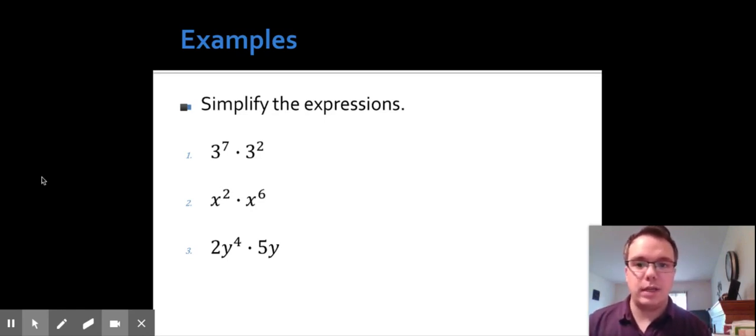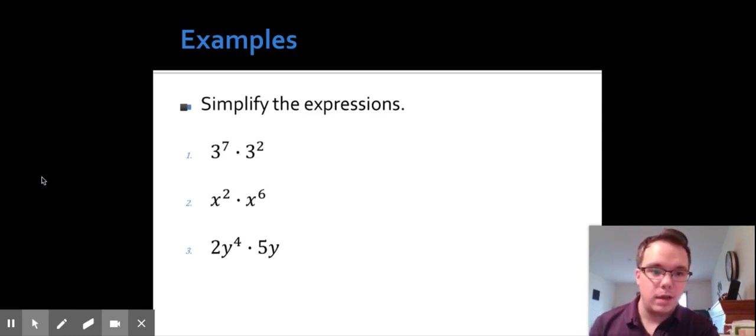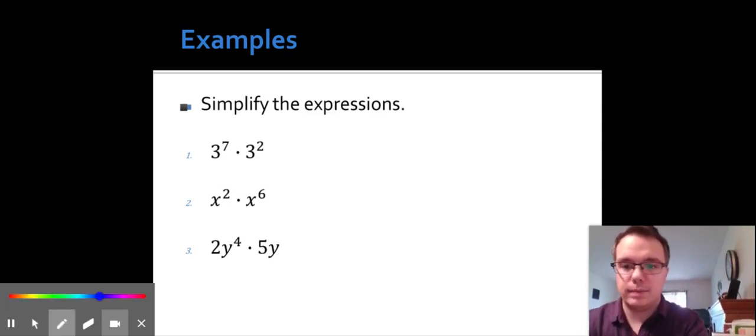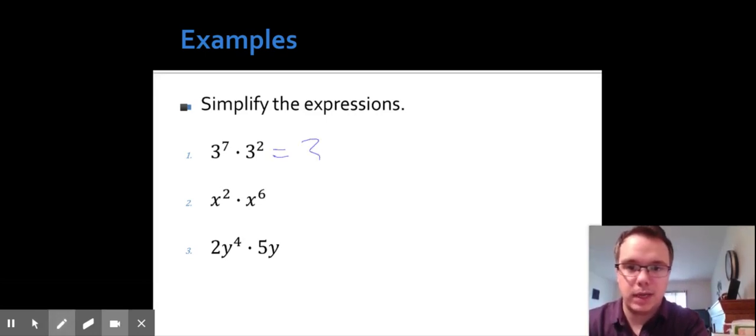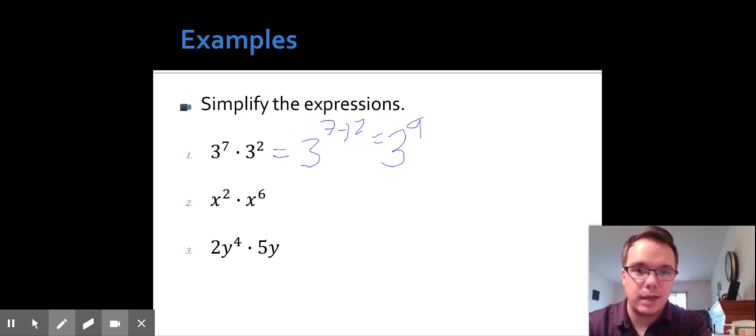So if I have 3 to the 7th times 3 squared, here's what we're going to do. We're going to keep our base the same, so 3. And then we're going to add our exponents. So if I take 7 plus 2, I get 3 to the 9th.